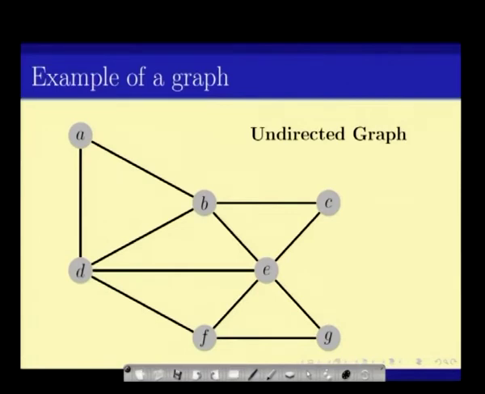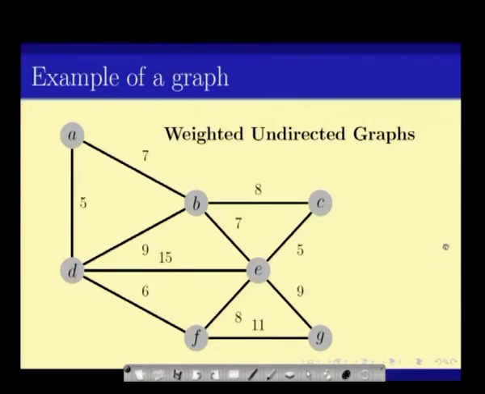This kind of drawing is called an undirected graph. The important thing to note here is that this is an undirected graph. That means if BC is an edge in this graph, then CB is also an edge in this graph. There can be other kinds of graphs. In particular, we can have these edges with some numbers assigned to them. We call them weighted graphs. These numbers can mean various things depending on what the graph represents.